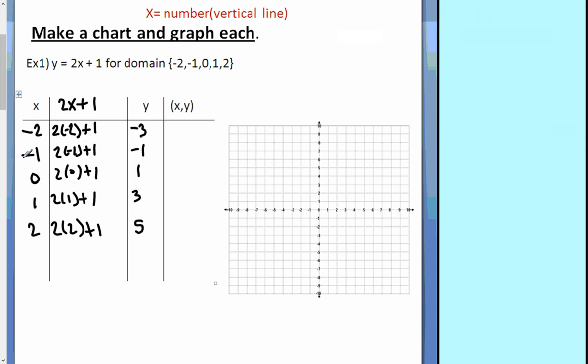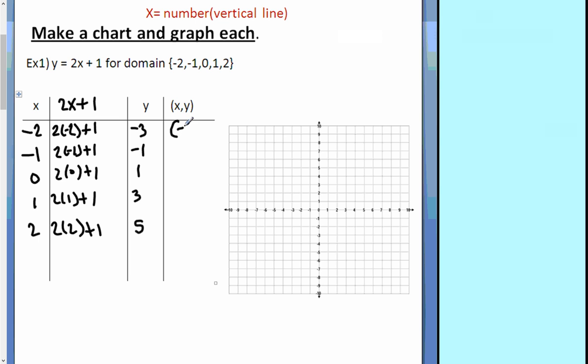I like putting in two negative numbers, 0, and two positive numbers for the numbers that I use for x. If they don't tell you what to use, I want you to always use two negatives, two positives, and 0. All right? Now, once I do this, I have an x number and a y number. I have an input and I have an output. Well, that input and output becomes a coordinate on a graph.